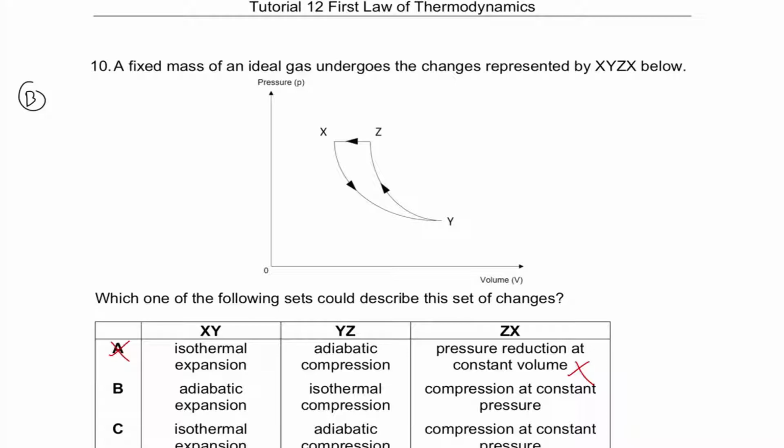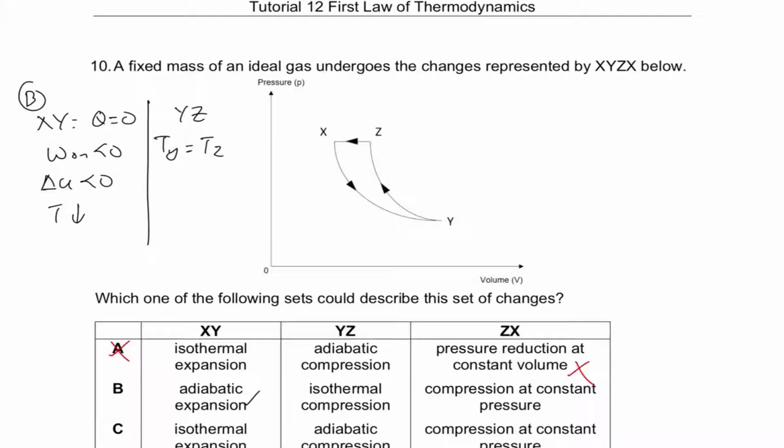Option B. They say that if XY is adiabatic expansion, that means for XY, my Q is 0. This is an expansion, so W on is less than 0, so delta U is less than 0. That means temperature should drop. Then from Y to Z, which is isothermal, that means temperature at Y, Ty, is equal to Tz.